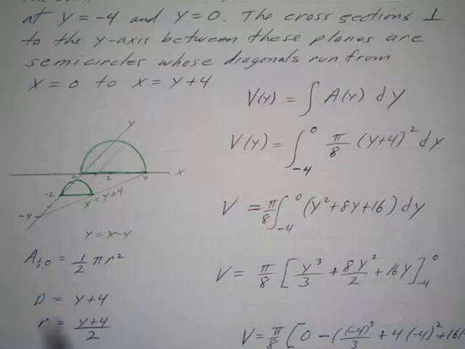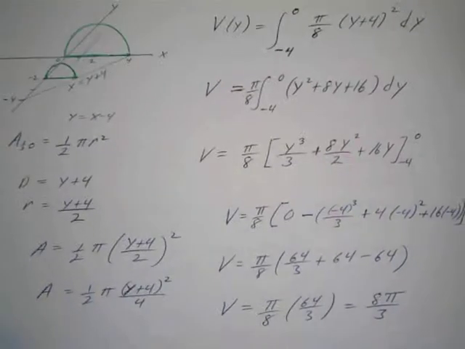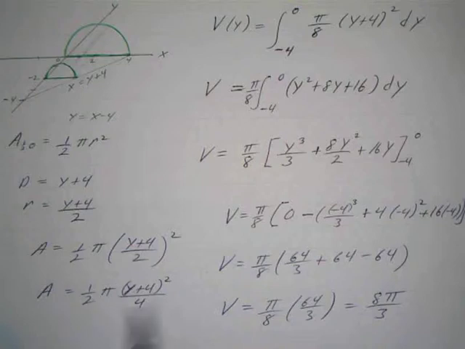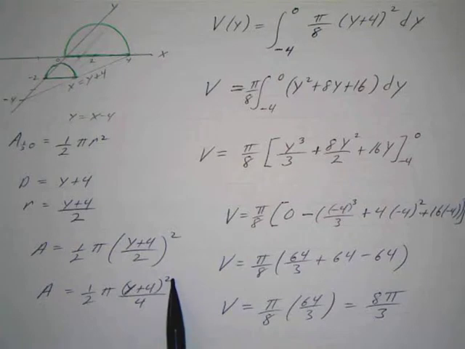But the radius is half the diameter, and I'm going to need the radius for the area of a circle, or semicircle, because it's 1/2 pi r squared. So that's going to be y plus 4 divided by 2. That's going to be my radius. So the area of the semicircle is going to be 1/2 pi times radius squared. 1/2 pi r squared. This is my radius. So I square that. I get y plus 4 squared all over 2 squared, which is 4. I did that so I can multiply this out and get pi over 8 times this.